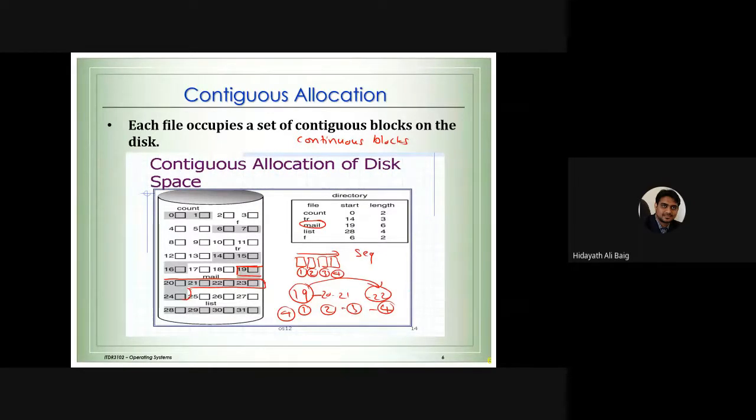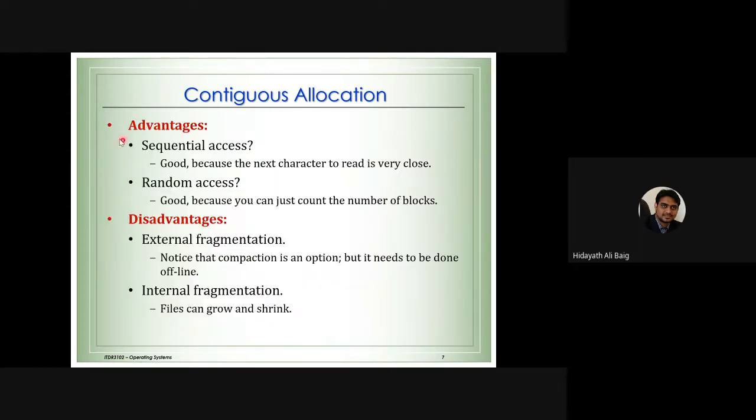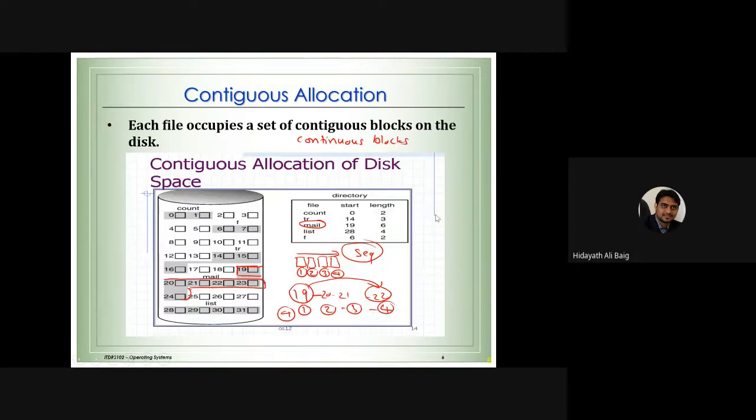It means in this method, there is easy direct access, and there is easy sequential access. I can read the file from the beginning, it supports that. I can even read the data directly from any particular block. So what are the advantages? It is good for sequential access, yes, because the next character to read is very close. It is the next block. Is it good for random access? Yes, good, because we can just count the number of blocks. That's what I told you. We can count the block and directly go to that particular record.